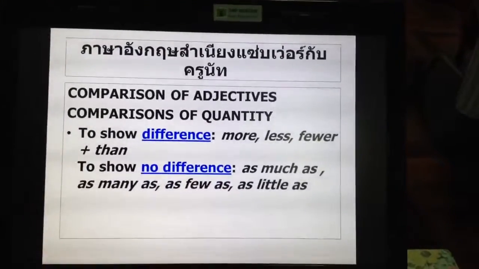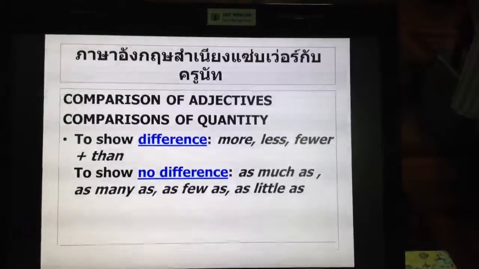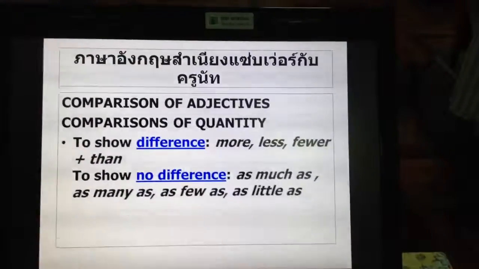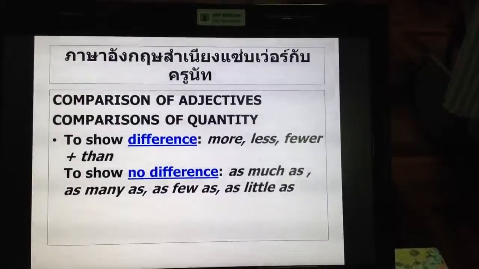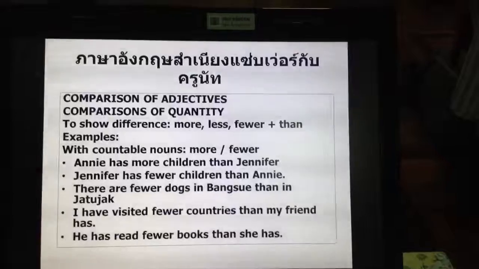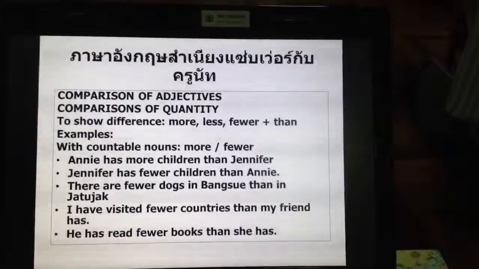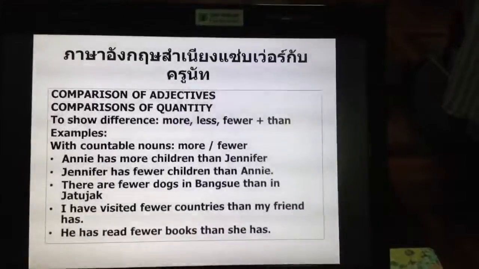Comparison of adjectives: comparison of quantities. To show difference: more, less, fewer, plus than. To show no difference: as much as, as many as, as few as, as little as. Comparison of quantity. To show difference: more, less, fewer than.